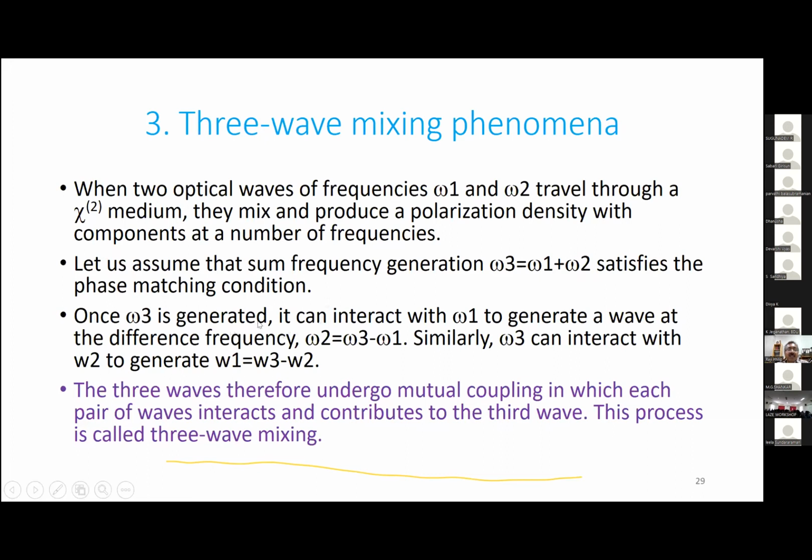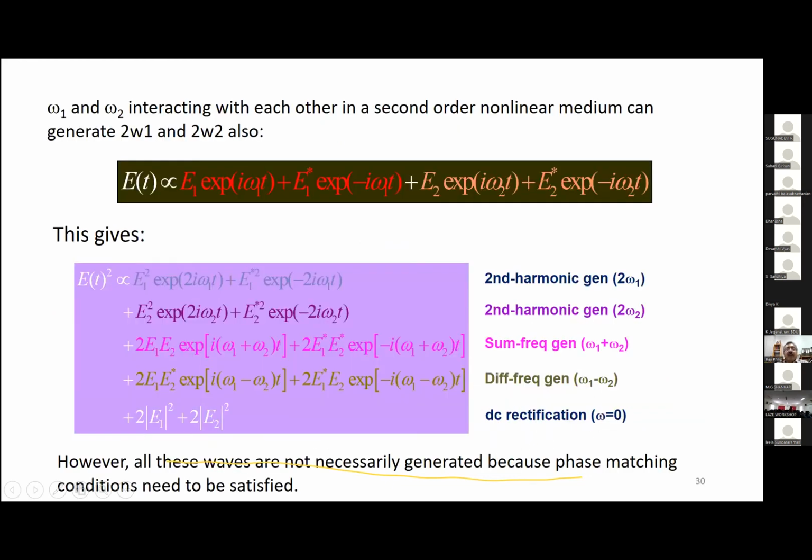Once omega-3 is generated, it can interact with omega-1 to generate a wave at omega-2. And similarly, omega-3 can interact with omega-2 to generate omega-1, where omega-1 is equal to omega-3 minus omega-2. Therefore, the three waves undergo mutual coupling in which each pair of waves interacts and contributes to a third wave. This is what we call three-wave mixing. Now, this is the full expression for this.